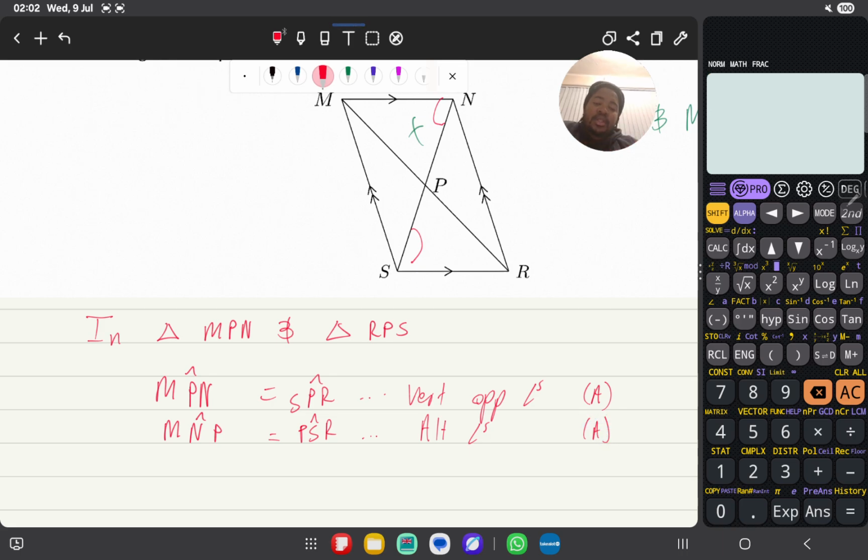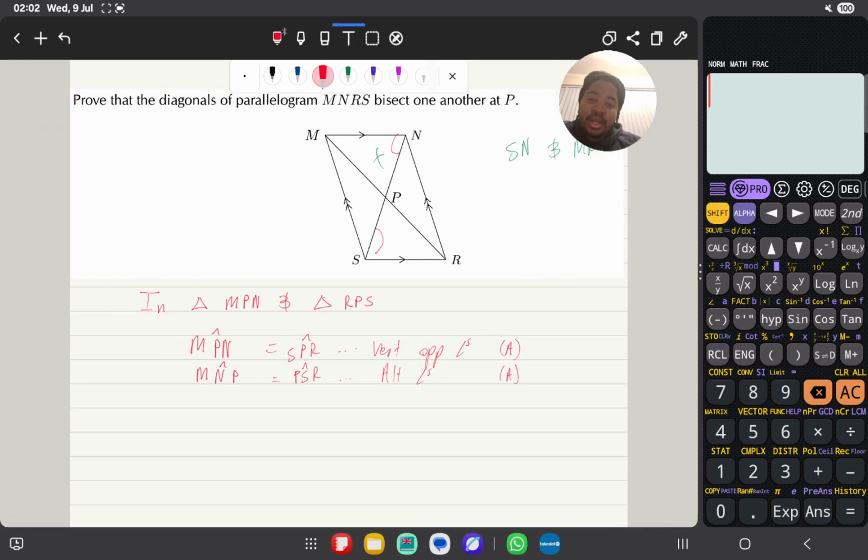Now let's look. What do you think will happen here? They told us that this is a parallelogram, so we already know that MN and SR are equal. So MN equals SR. The reason: opposite sides of a parallelogram.